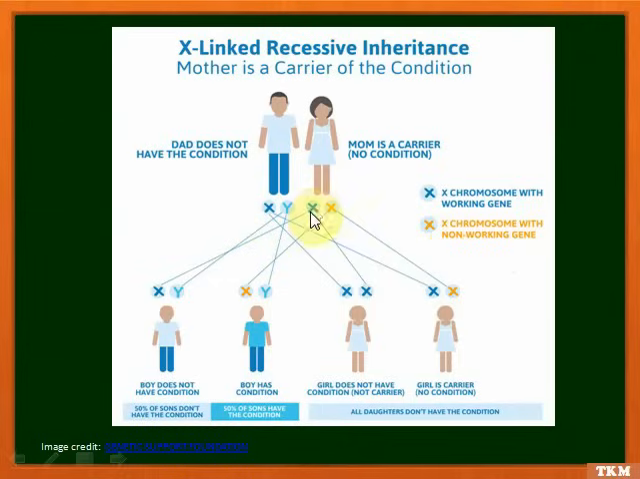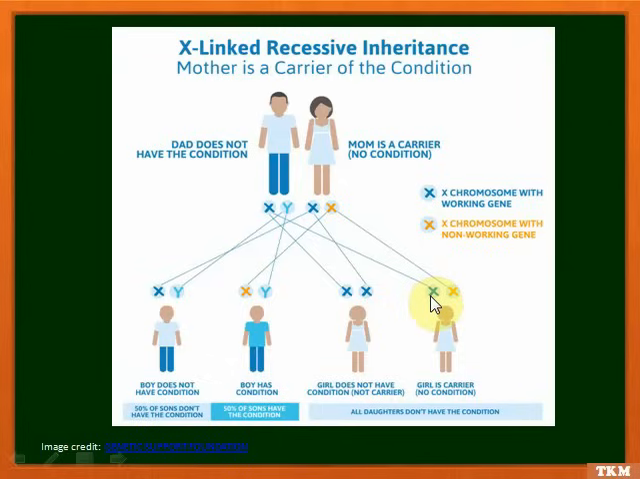Mom passes on this blue X chromosome, one to the son, one to the daughter, and this non-working one to the son and one to the daughter. Because this non-working went to the son, the boy will have the condition. Why? Because it has only one copy of this X chromosome. Therefore, the boy will not be a carrier, he will be affected. Whereas when this goes to the daughter she will be a carrier, because she has one more working copy of X chromosome.